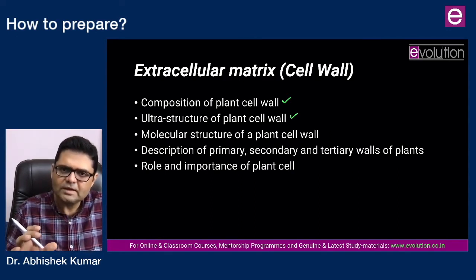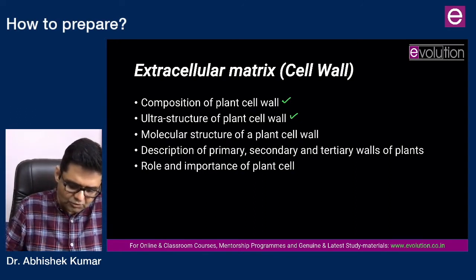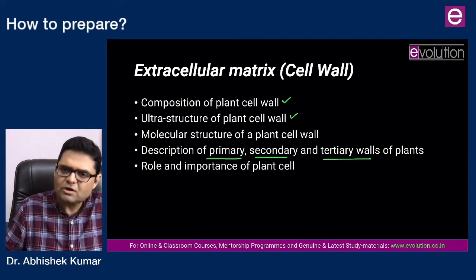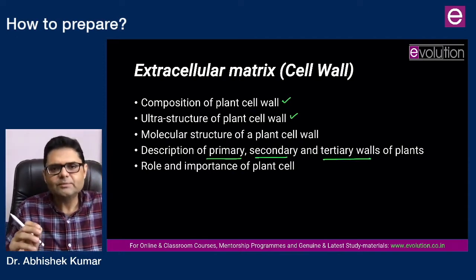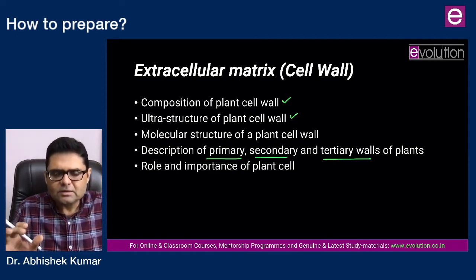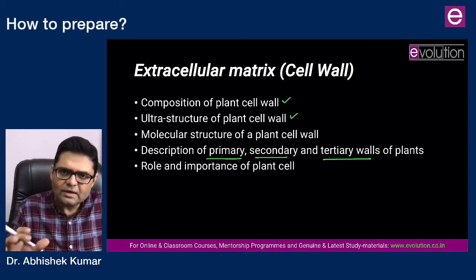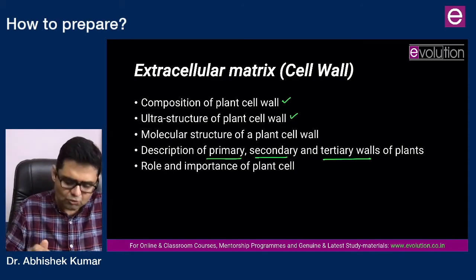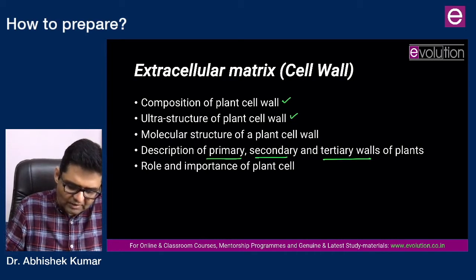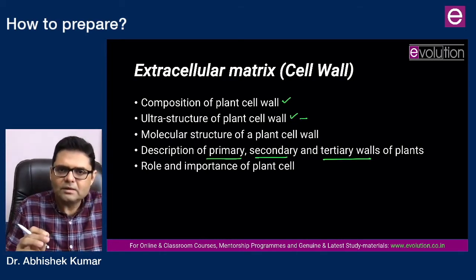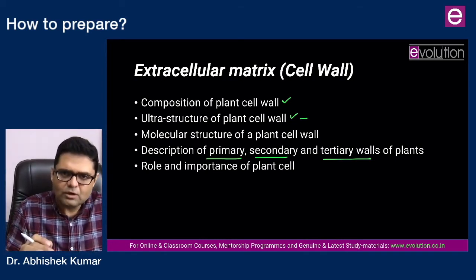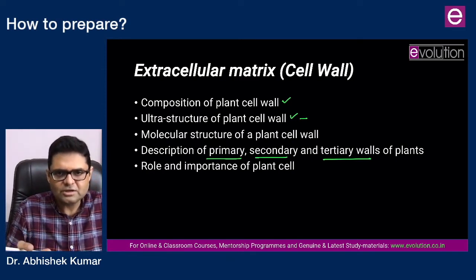The 4th thing that you have to do is to describe properly the primary, secondary, and tertiary walls of plants. This 4th question is basically a reworded or differently structured question number 2 only. So when you are dealing with the ultrastructure of the plant cell wall, you anyway come to describe the primary, secondary, and tertiary wall.